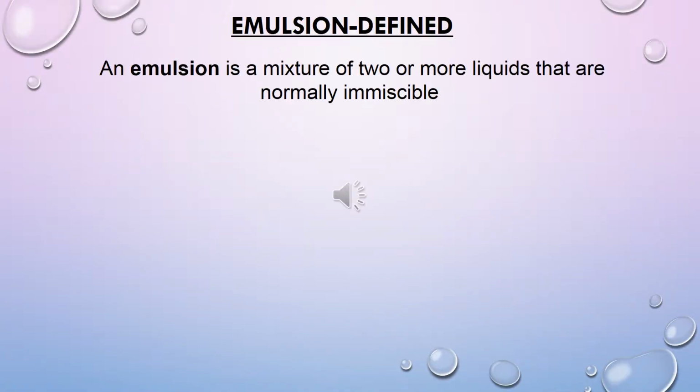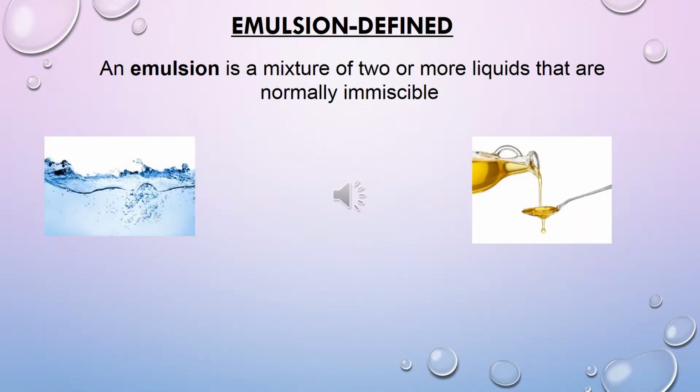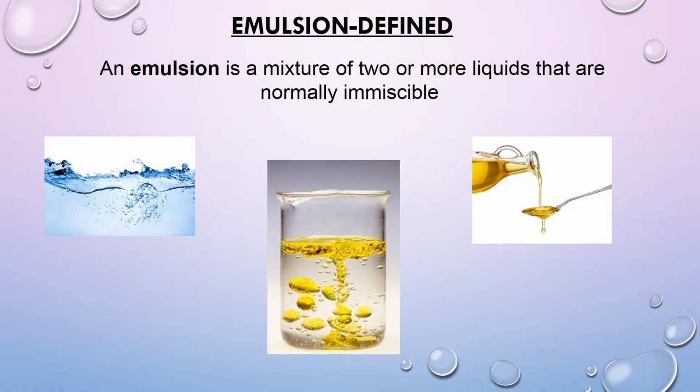An emulsion is a mixture of two or more liquids that are normally immiscible. That is, they cannot be mixed or blended together easily. A wonderful example of this is water and oil. When placed together, they tend to separate, and only with extreme agitation can they be combined.